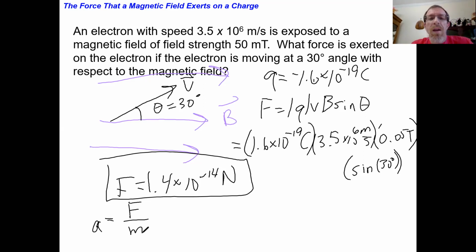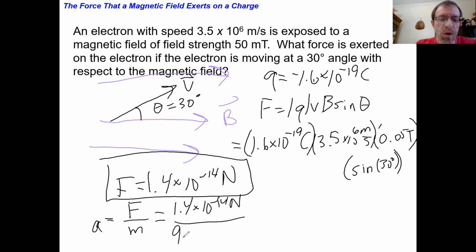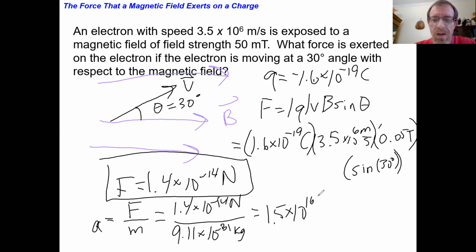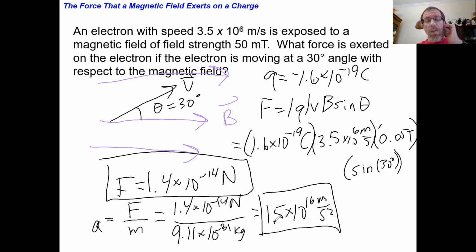If I want that, I can pull out my old friend Newton's second law, F equals ma. To figure out acceleration, I'll plug in 1.4 times 10 to the negative 14 newtons. The mass of an electron is 9.11 times 10 to the negative 31 kilograms. As a result, I get an acceleration of about 1.5 times 10 to the 16 meters per second squared. That number seems huge, but that is the valid answer.